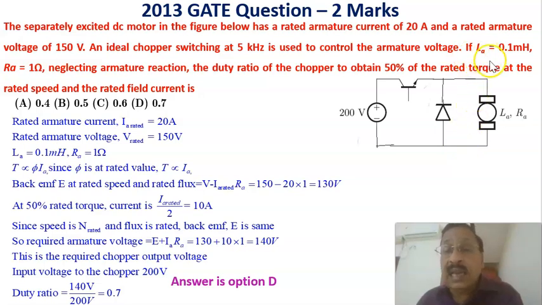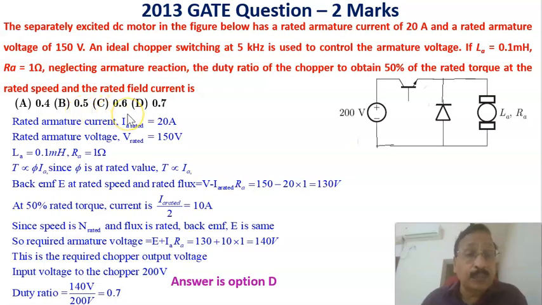If the value of the armature inductance is 0.1 millihenry and armature resistance is 1 ohm, neglecting the armature reaction, what is the duty ratio of the chopper to obtain 50% of the rated torque at the rated speed and the rated field current? That is the question.